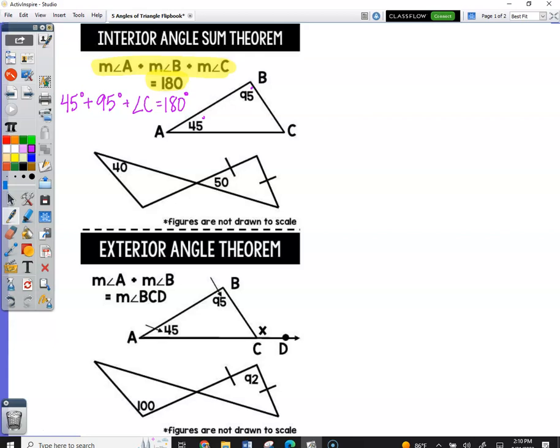The faster way to do it is the subtraction technique that I showed y'all the other day. You know the total's 180, right? So you could go to your calculator and you could subtract off what you already know. And then you'd be left with the answer. So 180 minus 45 minus 95 yields the answer of 40. So this is 40 degrees. Okay.